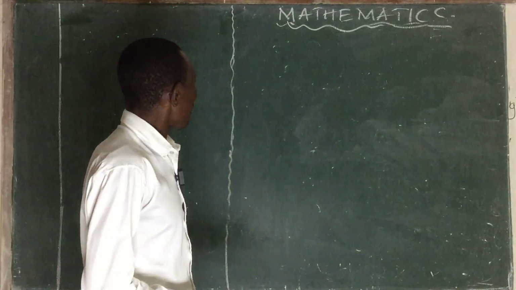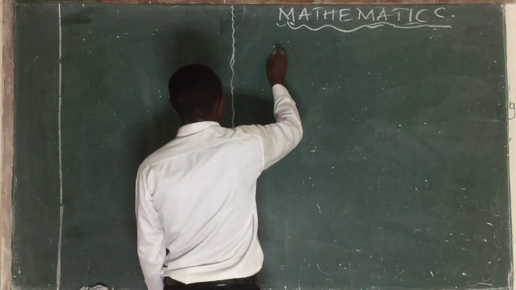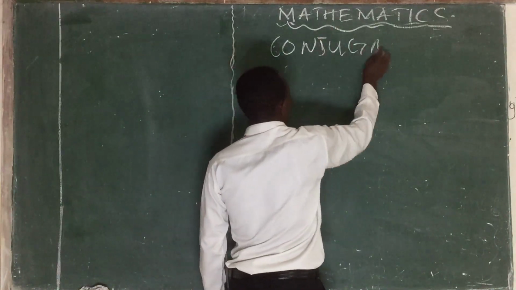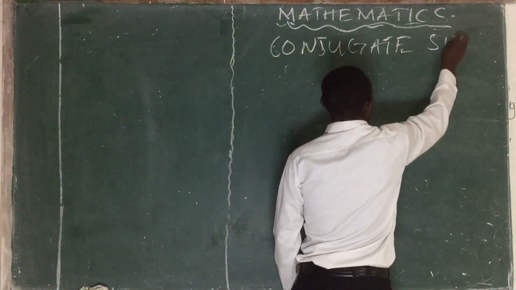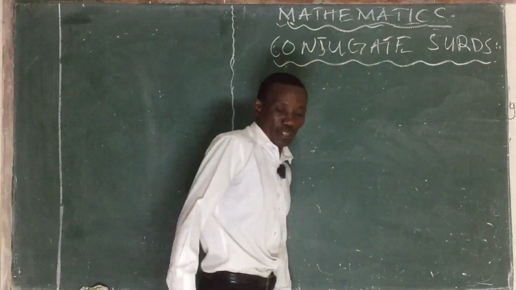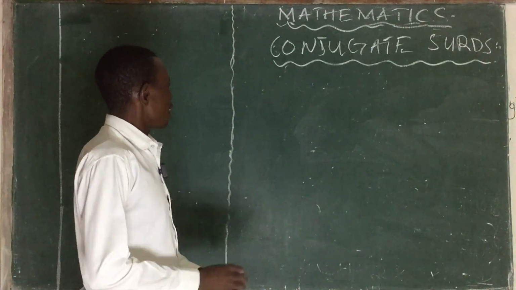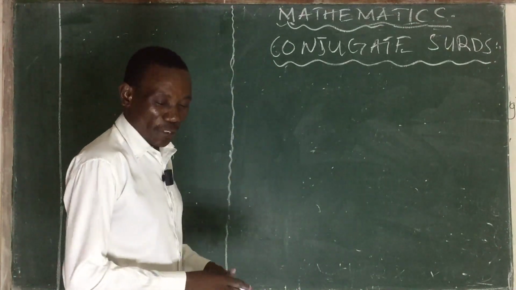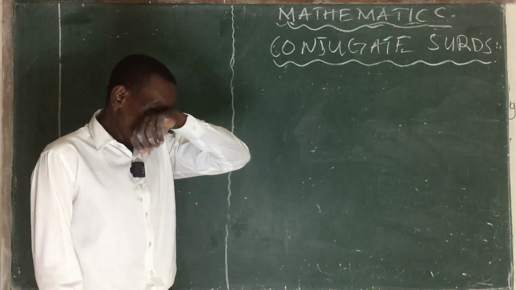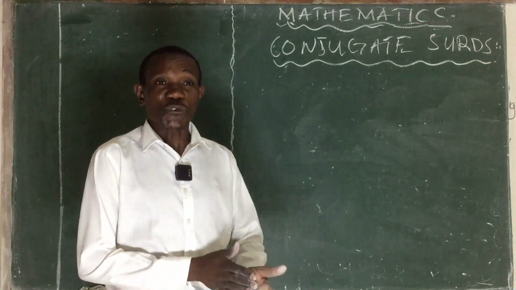Right, this time around we are going to discuss something about the conjugate surds. Conjugate surds. It might look like a new terminology, maybe a big deliberate word, but when we start discussing it, it's just a simple and very friendly surd. In surds, there are some expressions that we call conjugate surds, and we need to know them.